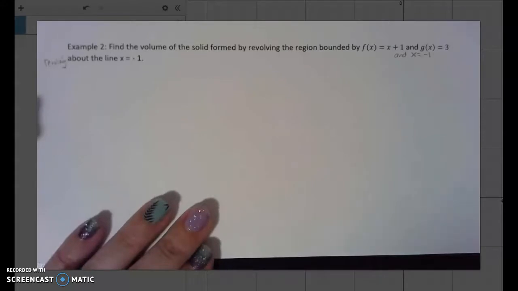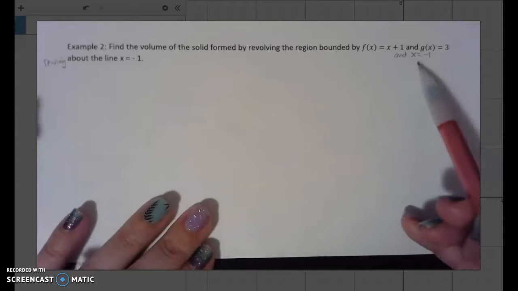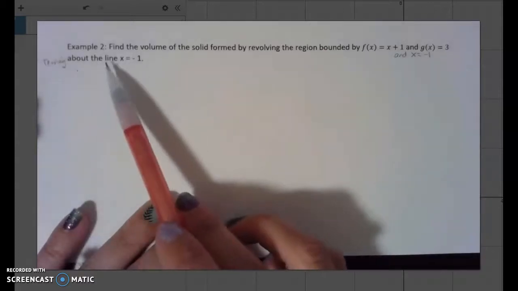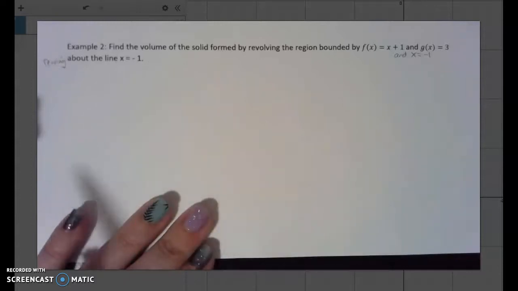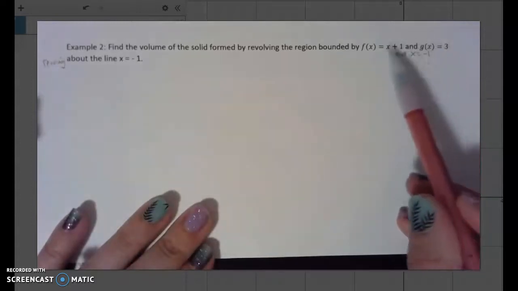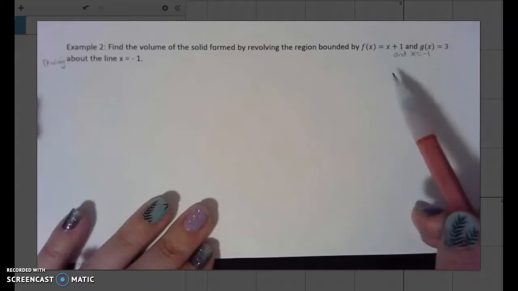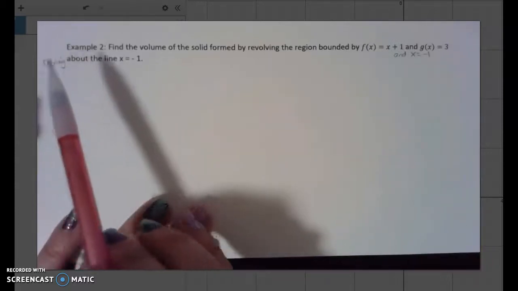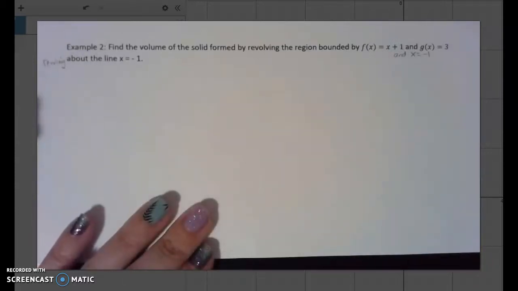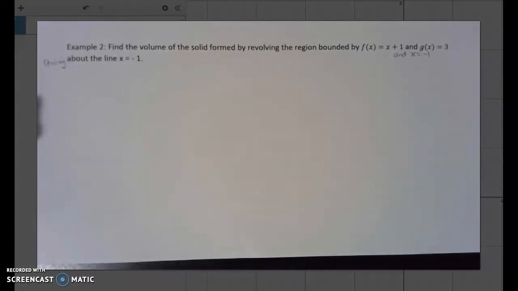It says, find the volume of the solid formed by revolving the region bounded by f of x equals x plus 1 and g of x equals 3 and x equals negative 1, revolving about the line x equals negative 1. So make sure you add that piece in there so we know that that's a bound, and then that we're revolving about the line x equals negative 1. Okay, so remember, with all these volume problems, we want to get ourselves a graph.